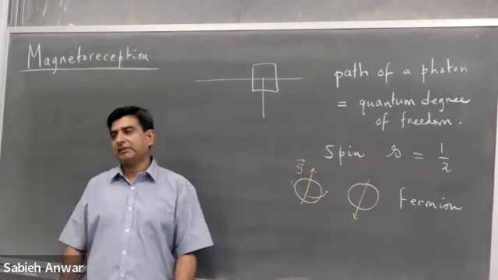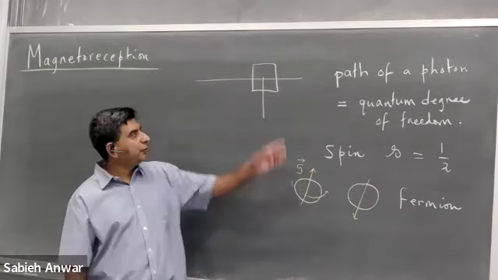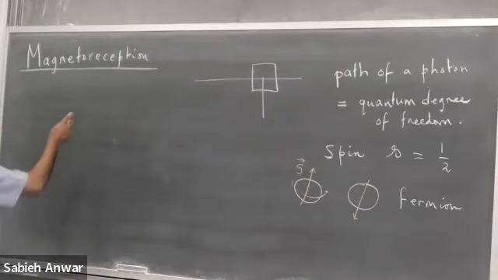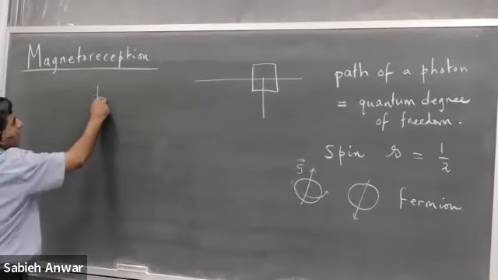And how do we know that the electron has spin? We can do an experiment very similar to the one with a photon. And this experiment was performed in 1932.